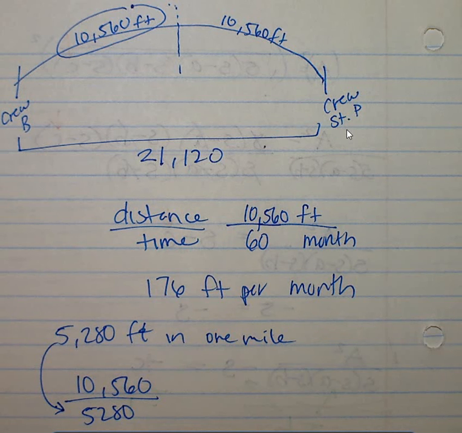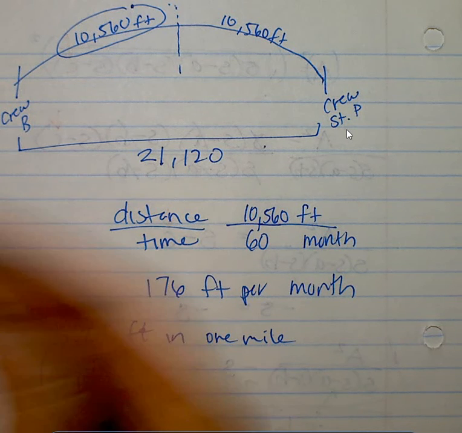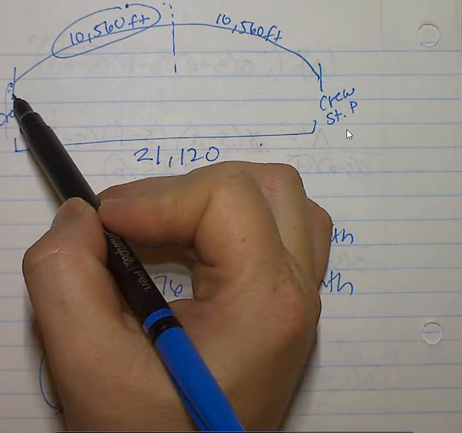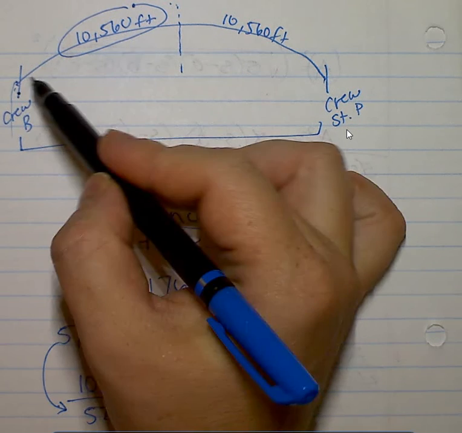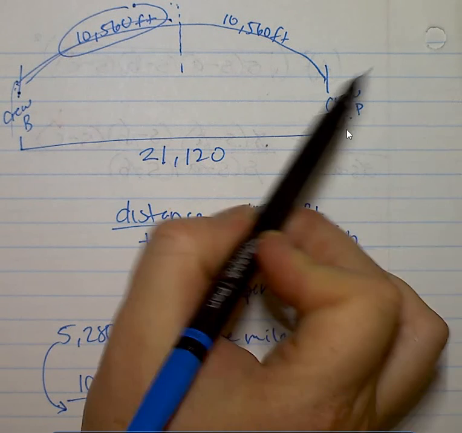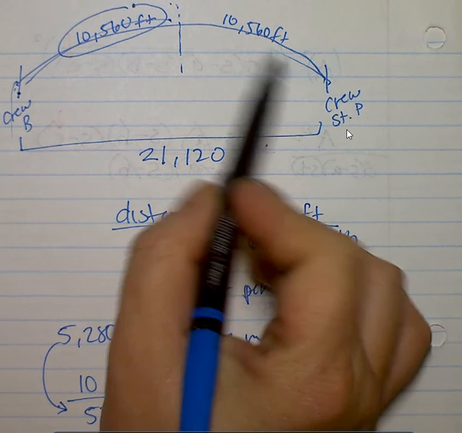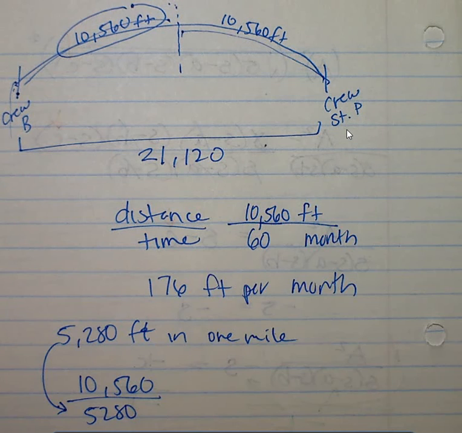Does anybody have an answer? Is it approximately 2 or exactly 2? It's exactly 2. So Crew B here, which was the Bradenton crew, they completed 2 miles of the bridge, and the St. Petersburg crew also completed 2 miles of the bridge. Okay? They completed an equal distance of the bridge.